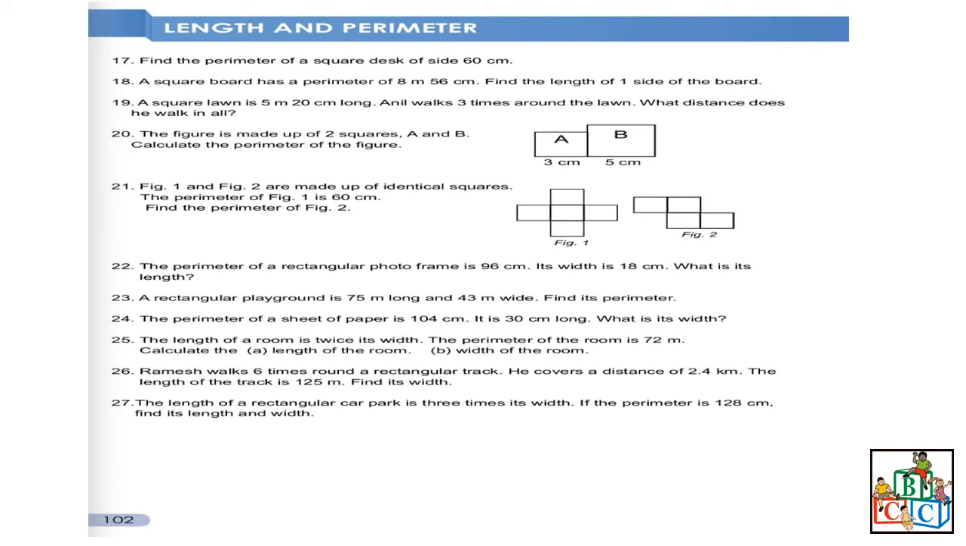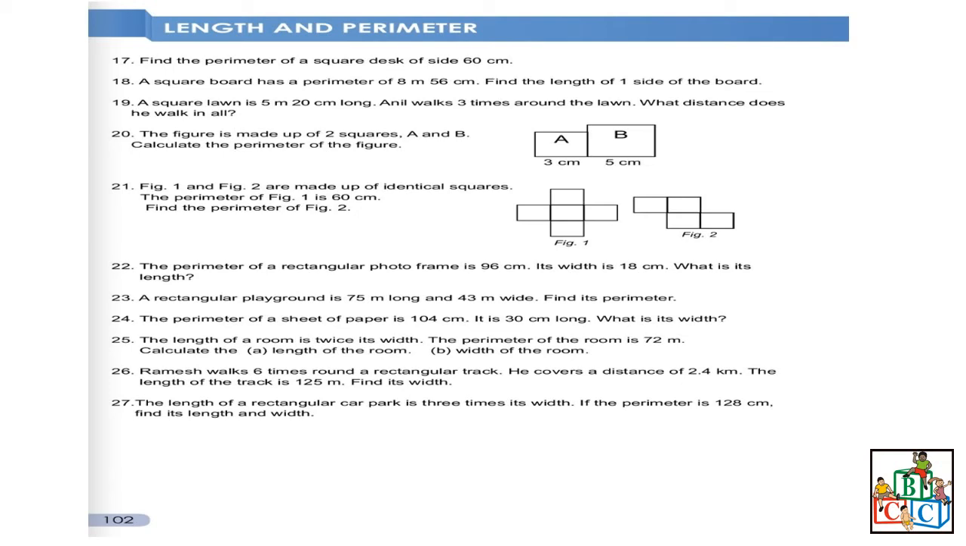So a room has 4 sides. So here you're not going to take 4, you're going to take 6 sides because the length is twice. So the perimeter, how will you find the width? You will take the perimeter divided by your number of sides. You will have your width, then you will calculate your length.